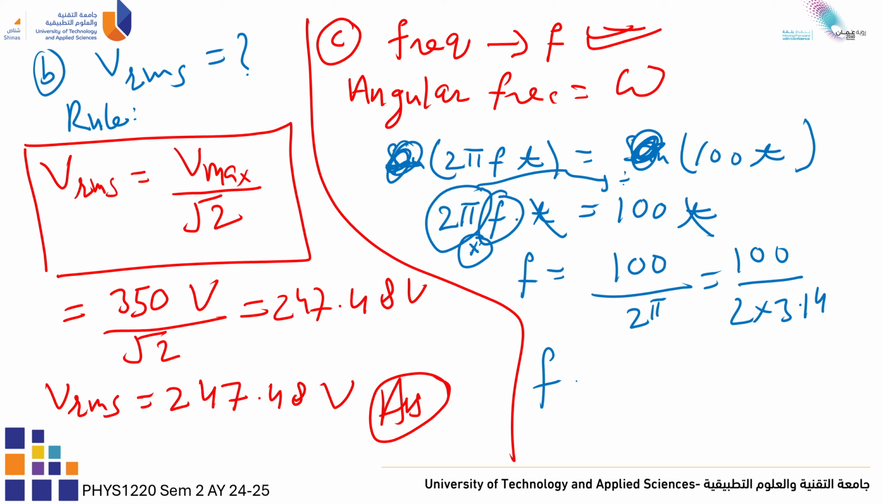If I calculate this number, the denominator should be in the bracket. So the value of f will come approximately 15 point something 9, in the unit of hertz. So this is the answer for part C.